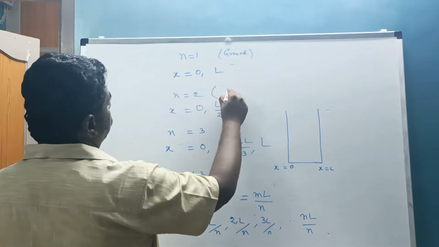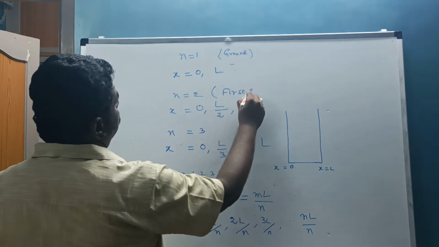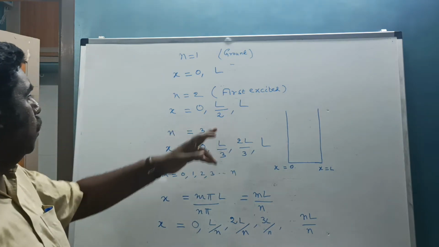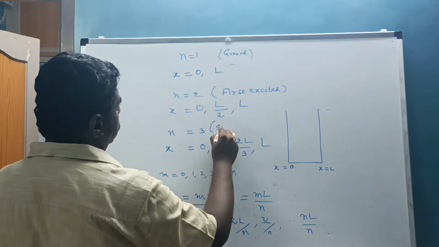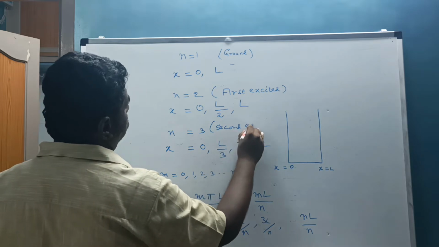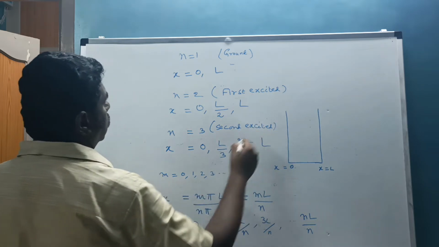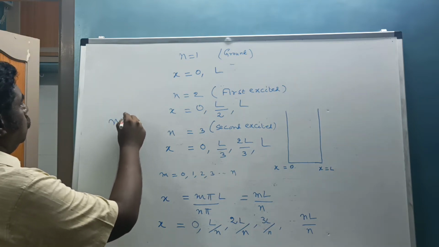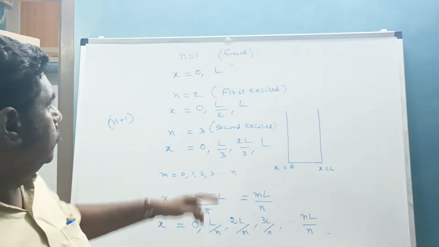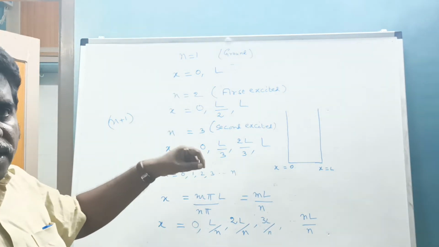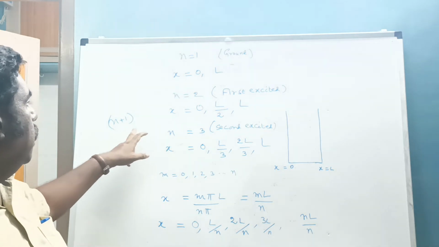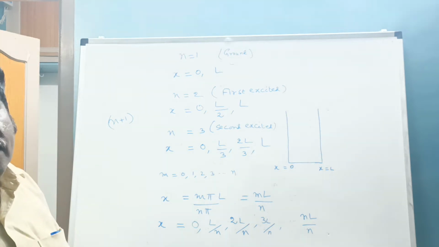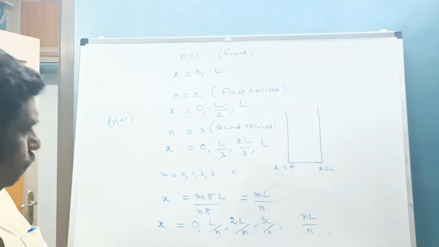n equal to 2 is the first excited state. n equal to 3 is our second excited state. So for the given state, there are n plus 1 nodes. From this you may conclude that for the given state n, there are n plus 1 nodes. A node is a position of minimum displacement of the wave function.